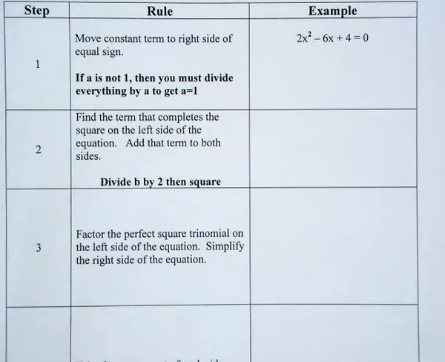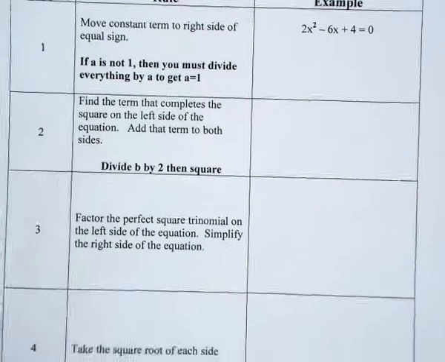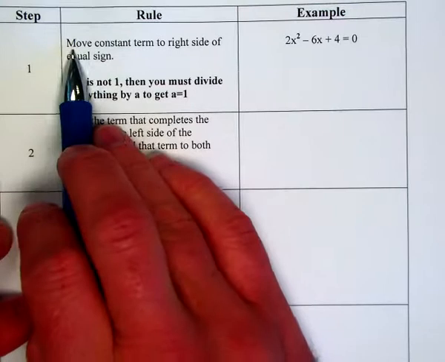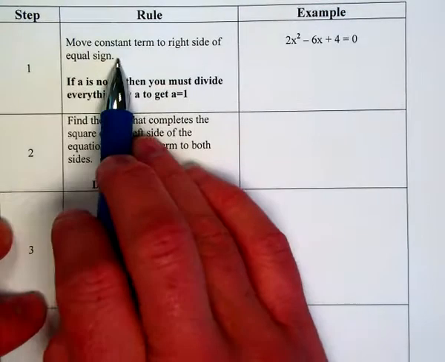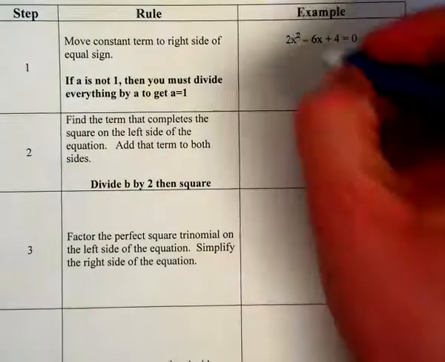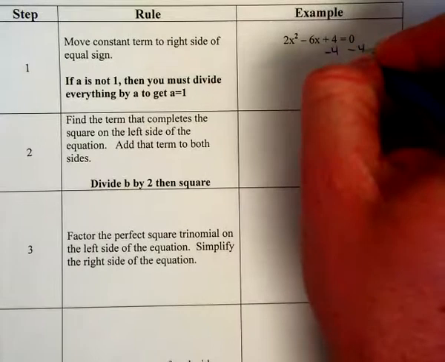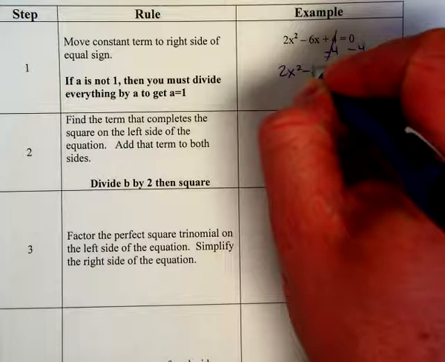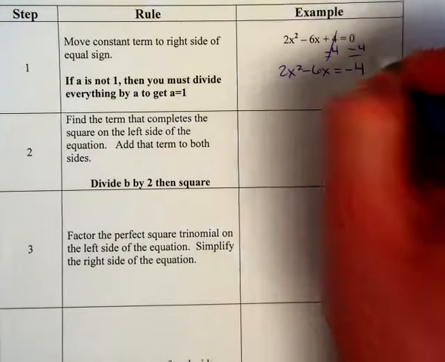We're going to use the exact same process, all the steps in the same order. The only difference we have now is that A is not 1, which means that thing that we skipped the first time, we're not going to get to skip this time. So, start where we started last time. Move the constant to the right side. So let's move that 4 over here. So now it says 2x squared minus 6x equals negative 4.